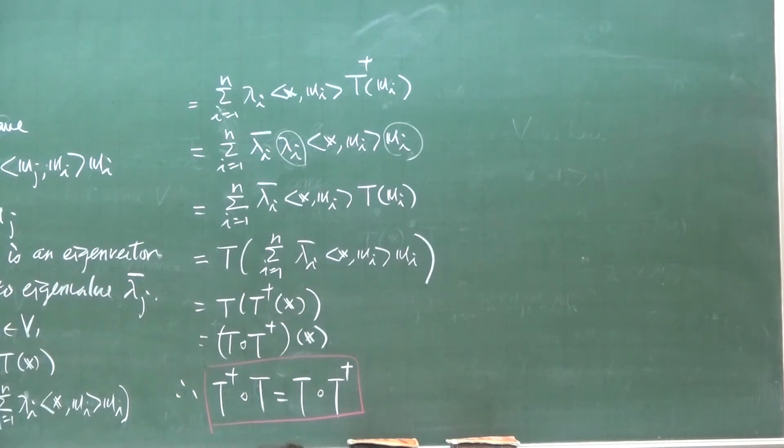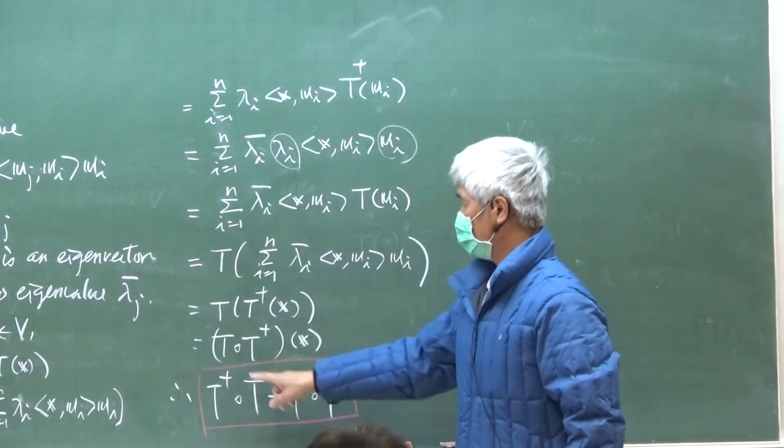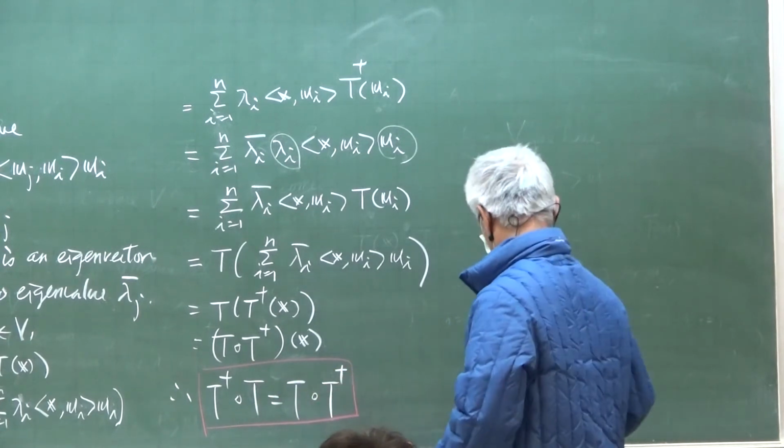So for when F equals R, if we are considering real scalars, the real case, then for the linear operator T, if T has spectral decomposition, then T must be self-adjoint. But for the complex case, we must have this property: T dagger composed with T equals T composed with T dagger.